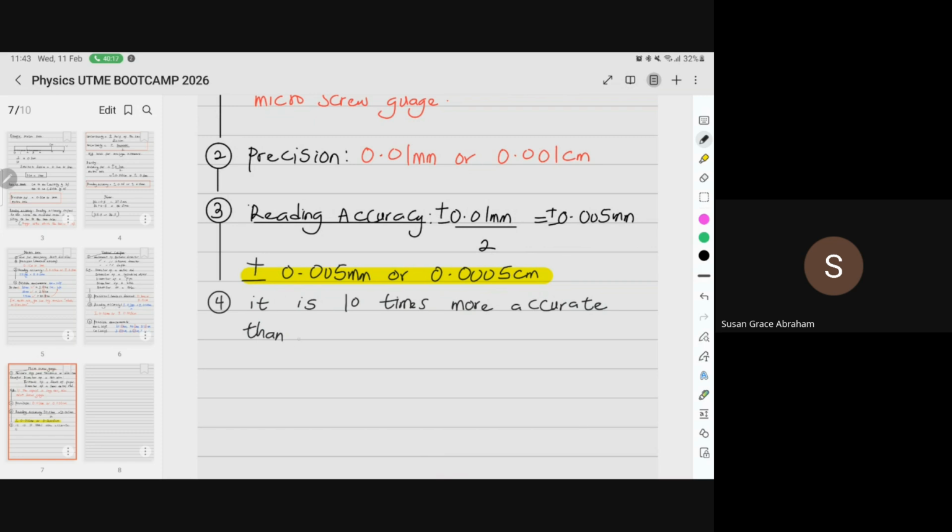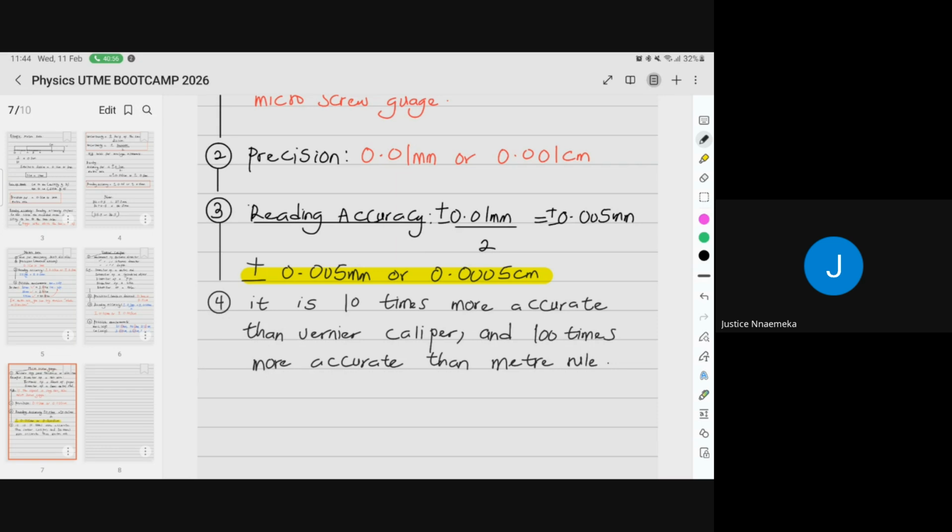Okay, this reading accuracy of the micro screw gauge, is it that you divided that 0.01 millimeters by 2 to get 0.005 centimeter? Is it that you divided it by 2? Anybody that listened and understood the question should answer. Let her come again.